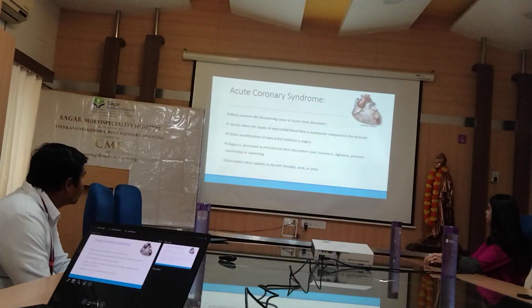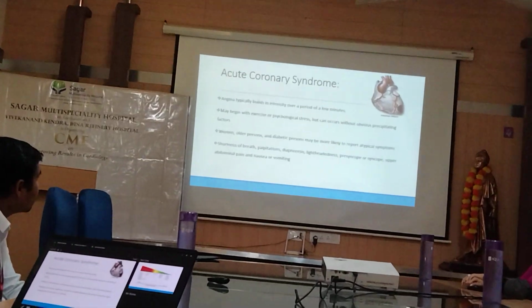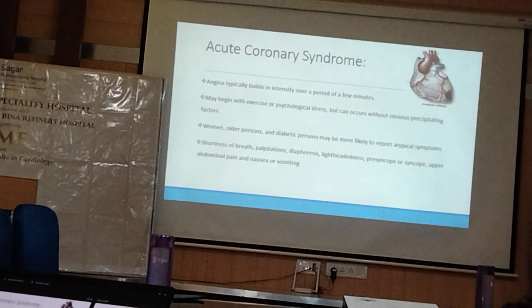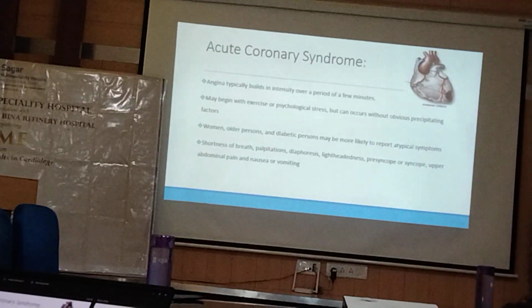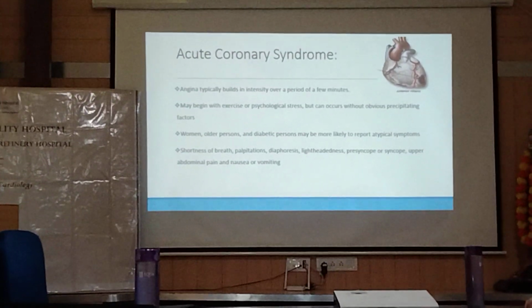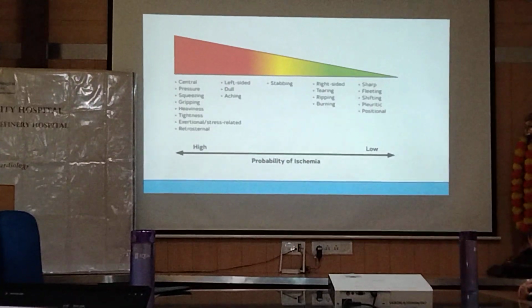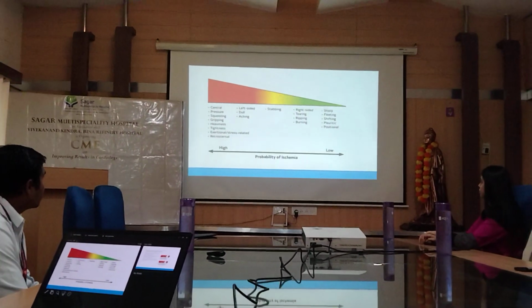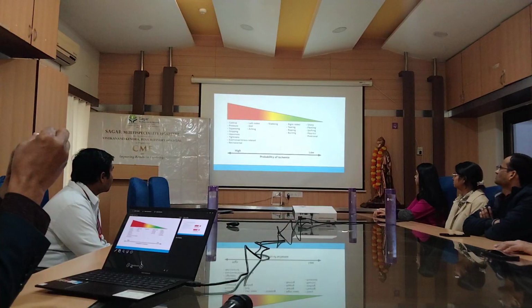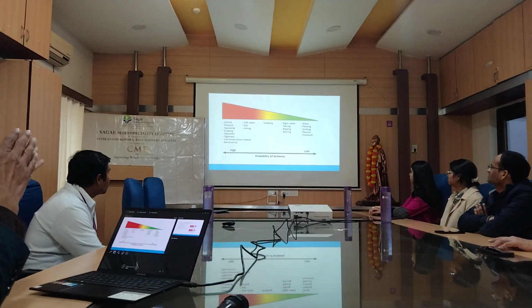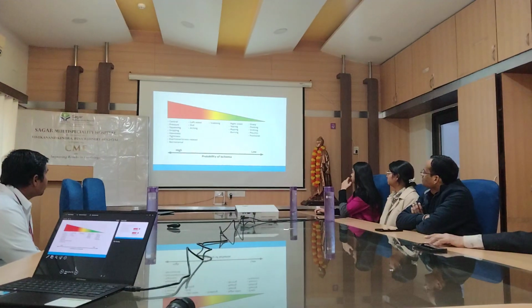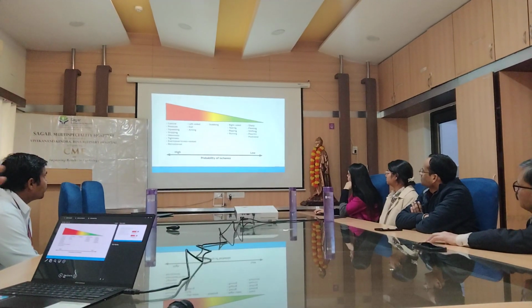left side of the neck, or both arms, but it never radiates above the level of the upper jaw or below the umbilicus. If pain is radiating above the upper jaw or below the umbilicus, then it is unlikely to be of cardiac origin. So pain which is central, pressure type, squeezing, gripping, heaviness or tightness type, increased on exertion or stress-related factors is more likely to be because of acute coronary syndrome, whereas pain which is sharp, fleeting, shifting, pleuritic, or positional is unlikely to be cardiac in origin.